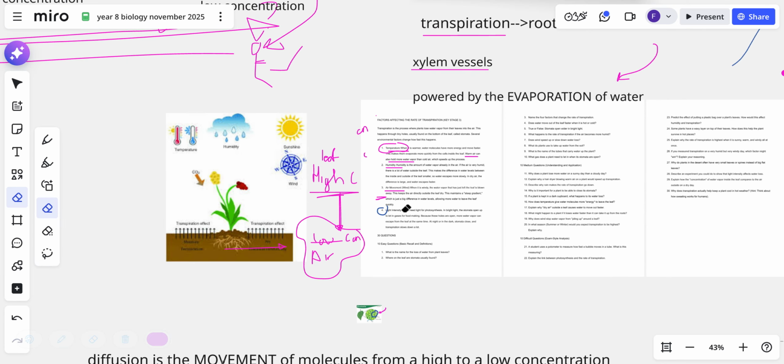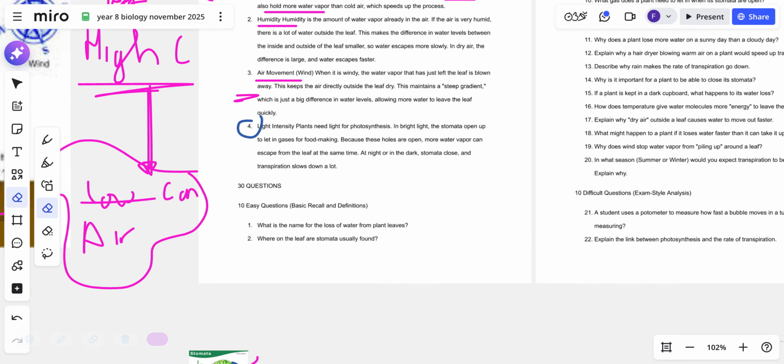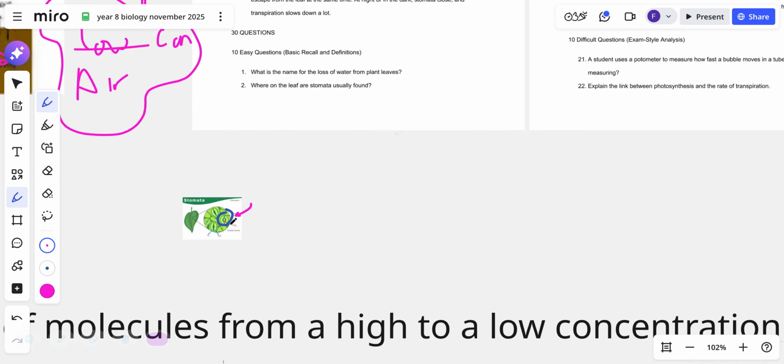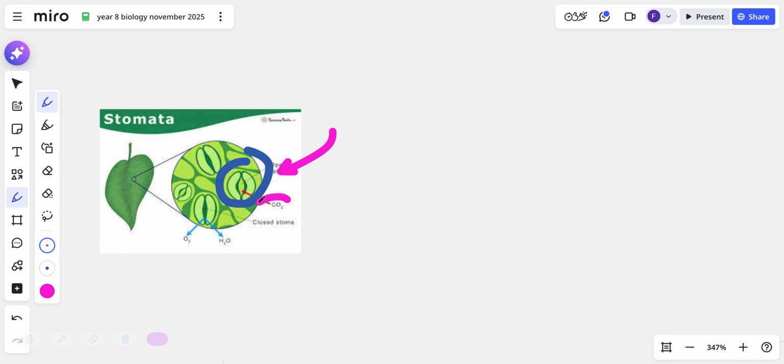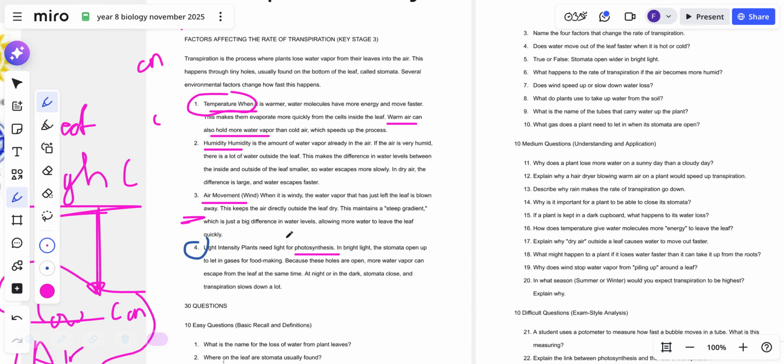The last one is light intensity. The more light there is, the more photosynthesis the plant wants to do. The more photosynthesis they want to do, the more carbon dioxide they want. So your stomata, your holes underneath, open up. Because now you've opened up lots of holes, more water vapor can leave, so it speeds up transpiration. That's the 4 things I want you to think about.